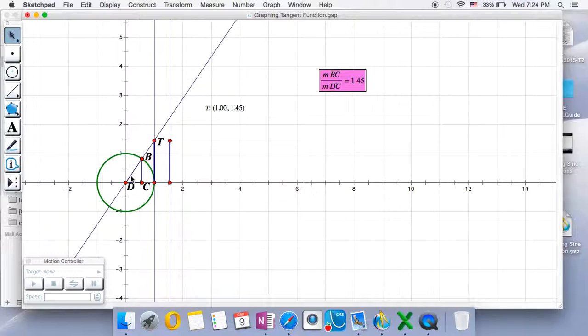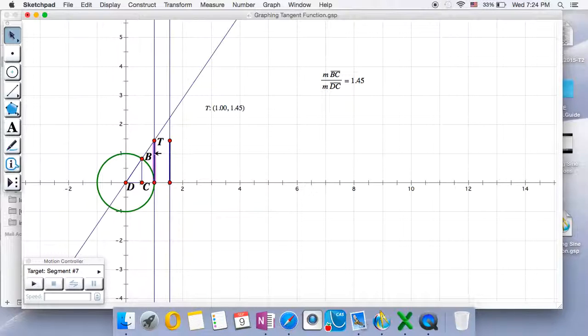And we draw a line going through B and D and extend it all the way up and down. We also have a vertical line perpendicular to the x-axis going through the point (1, 0). We call this line x equals 1. And the intersection point of the line x equals 1 and the line BD we call T.